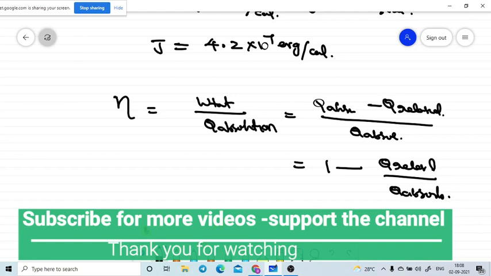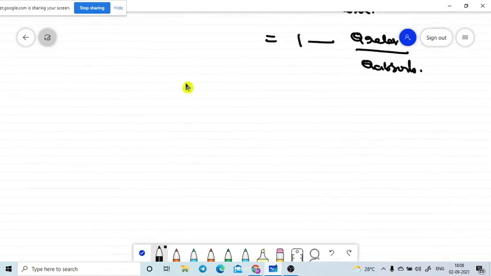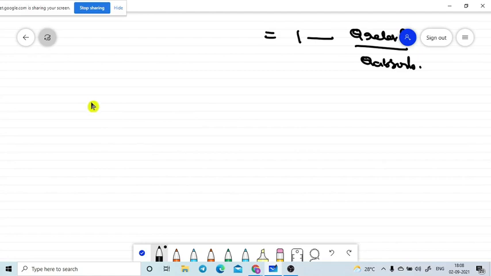One more formula I am going to recall from you. We know the formula for the adiabatic process. What is the work done in the adiabatic process? Will you please give the information? W is equal to P1 V1 minus P2 V2 divided by gamma minus 1.